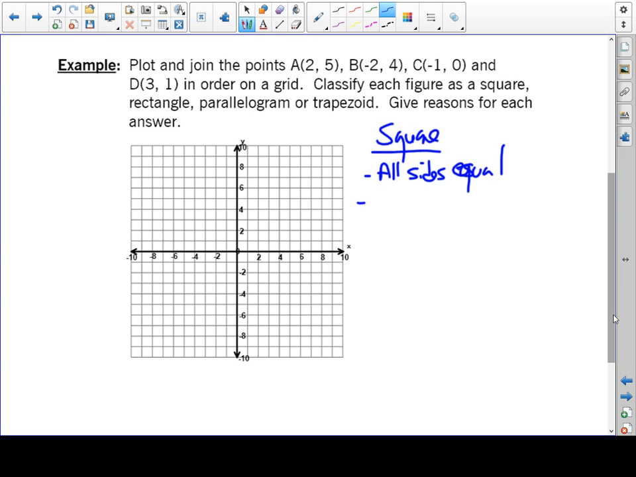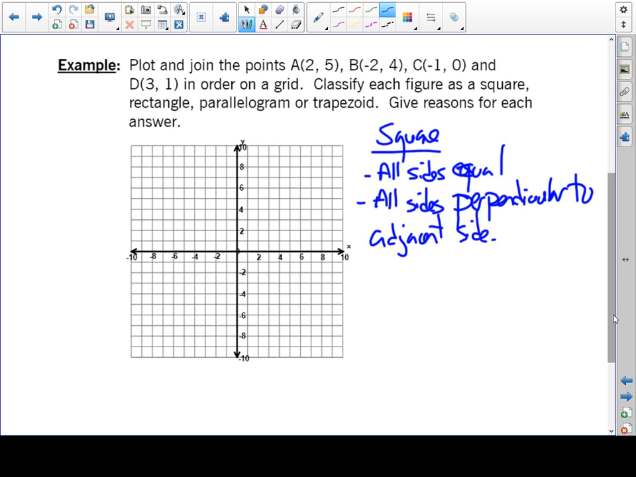Now, we're talking about parallel and perpendicular lines today. Perpendicular, 90-degree angles, right? All sides are equal, and all sides are, oopsies. Yeah, no, perpendicular to adjacent sides. Like if you look at two sides beside one another, they're perpendicular because they all meet at 90-degree angles. So that's a square. That makes a square a square.